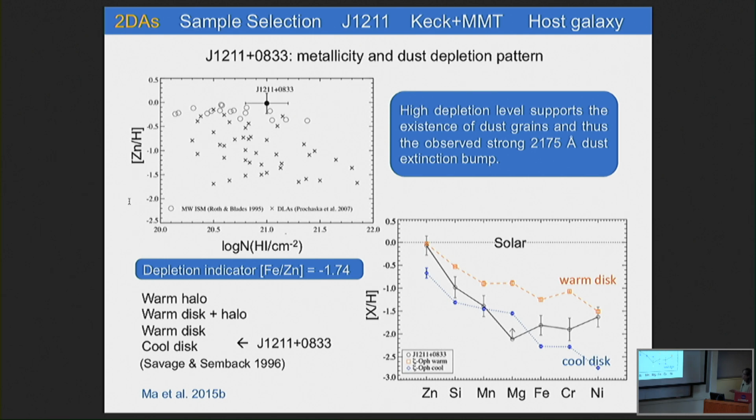This is the depletion pattern of different elements. This pattern resembles that of the Milky Way disk clouds, somewhere between the warm disk and the cool disk. The iron to zinc ratio is a commonly used depletion level indicator. The lower the value, the more heavily metals are depleted onto dust grains. This very high depletion level supports the existence of dust grains, and therefore the observed strong 2175 Å absorber.